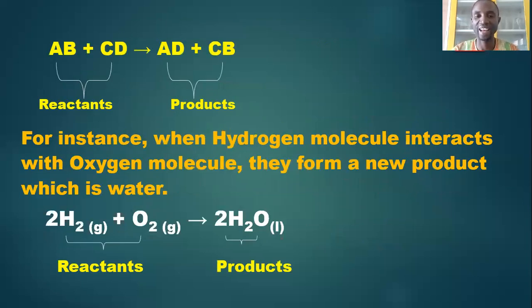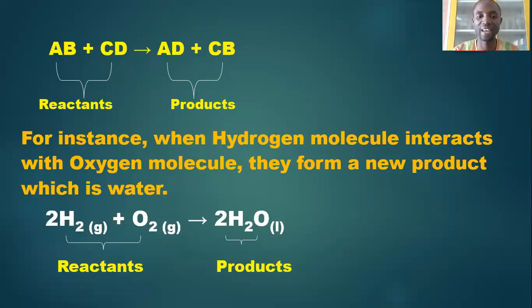AB reacts, we use plus to represent react, with a compound CD to give products AD plus CB, meaning that AB and CD are reactants. We just use AB to represent a compound and another compound CD, which means that AB reacts with CD to give a product or give products AD and CB. So this is what we mean by a chemical equation, and it represents chemical reaction.